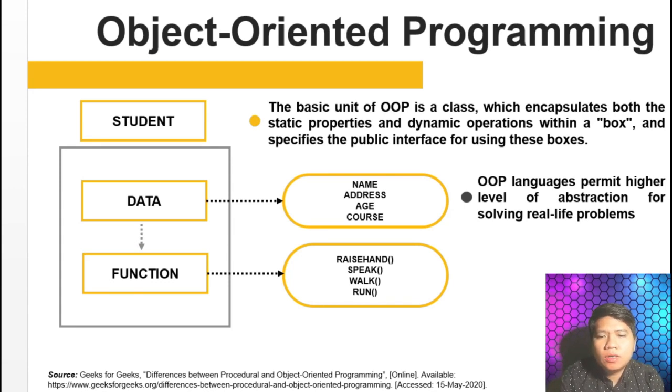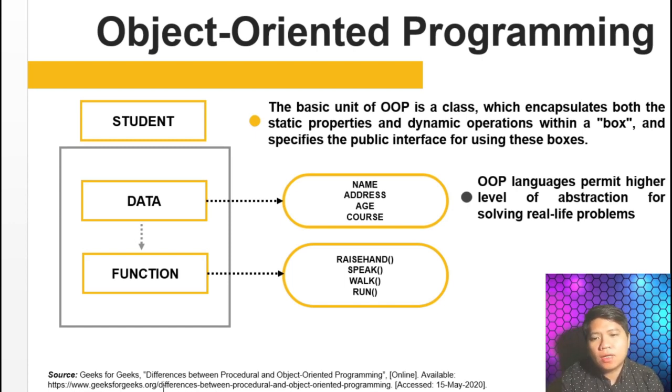Object-oriented programming sees the basic unit as a class, which encapsulates both the static properties and dynamic operations within a box and specifies the public interface for using these boxes. Since classes are well encapsulated, it is easier to reuse these classes.